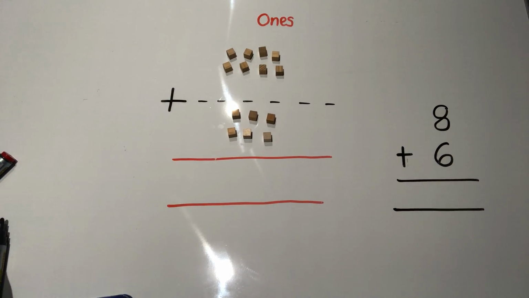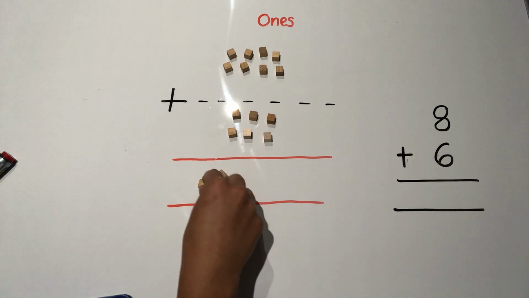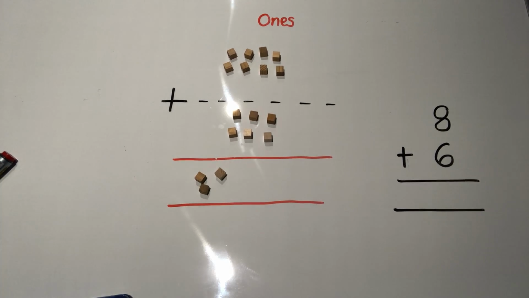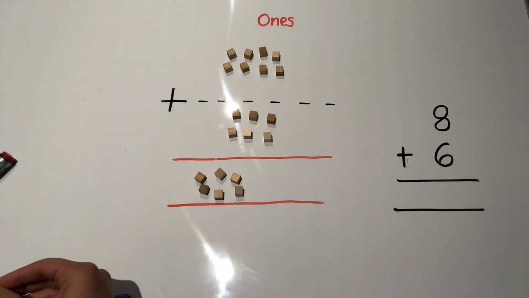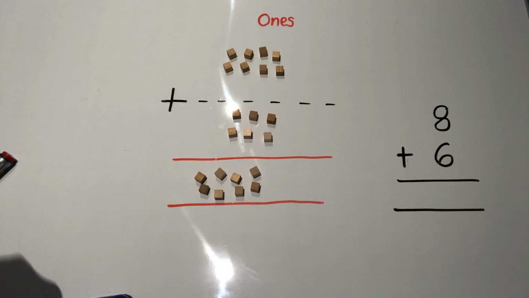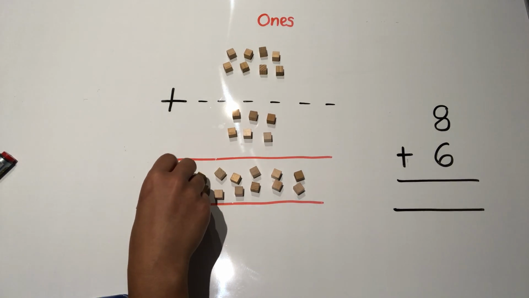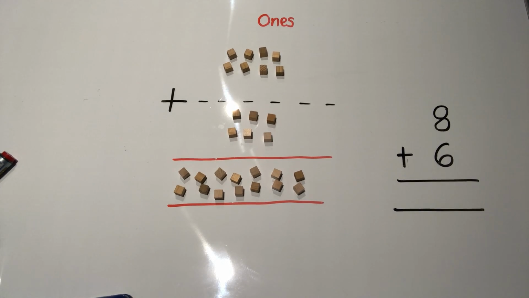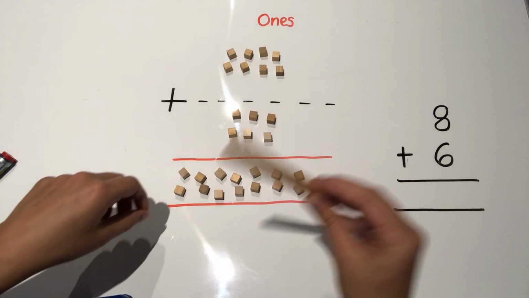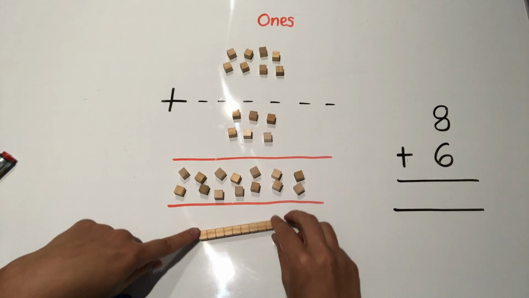I'm going to get my MAB out to represent this, my answer. 2, 4, 6, 8, 10, 12, 14. So I've got 14 ones. We can rename our 14 ones. So if you were to have a look, we can make a 10 out of our 14 ones. And here we've got one of our rods that represents 10.